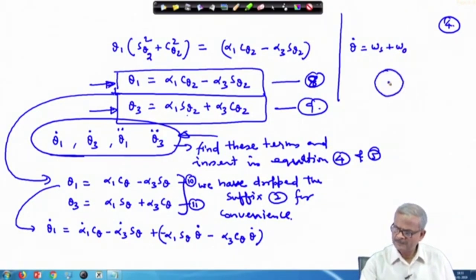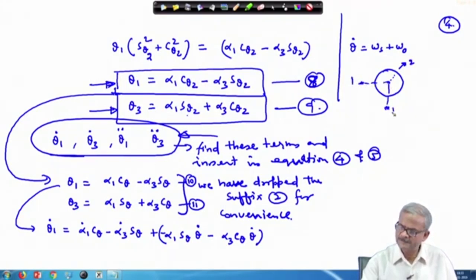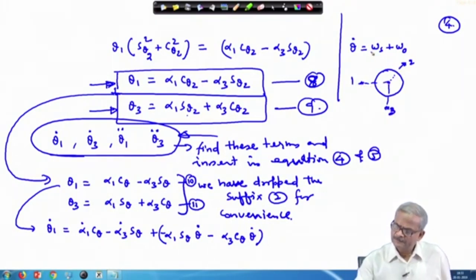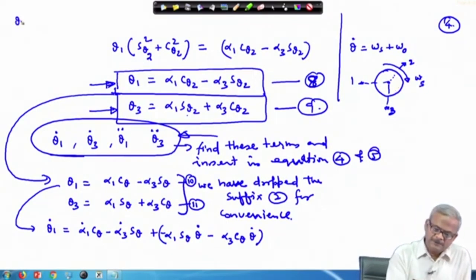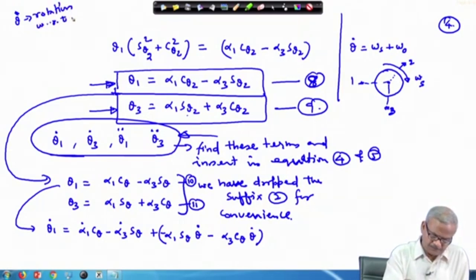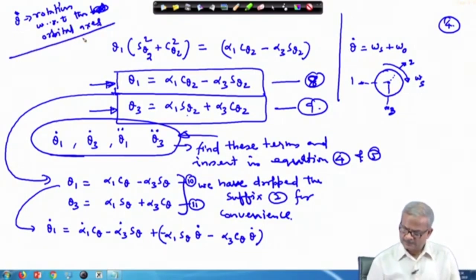Why? Because this is the satellite, and going inside is your 2 axis, downward is your 1 axis, and this is the 3 axis. Okay. So, the rotation omega s we have shown like this. And theta dot is the rotation with respect to the orbital axis. Okay. So, we will write it on the next page.